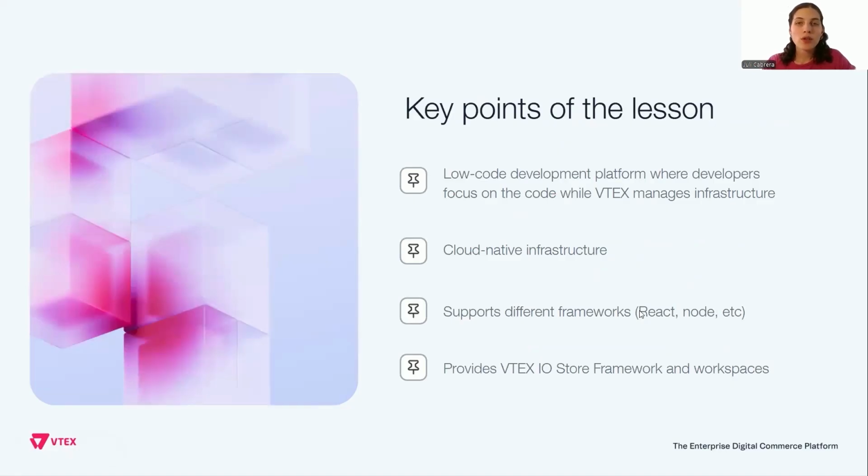So, to sum up, we are going to mention the key points of this lesson, which are that VTEX IO is a low-code development platform where developers focus on the code while VTEX manages all of the infrastructure. Also, it's a cloud-native infrastructure. It supports different frameworks such as React and Node, and it provides VTEX IO Store Framework and Workspaces.